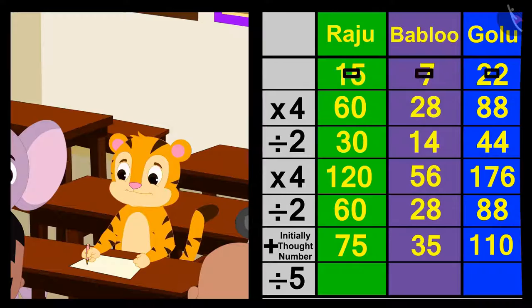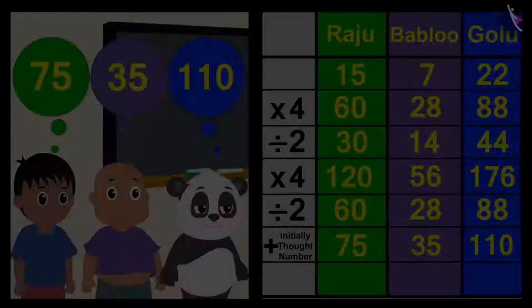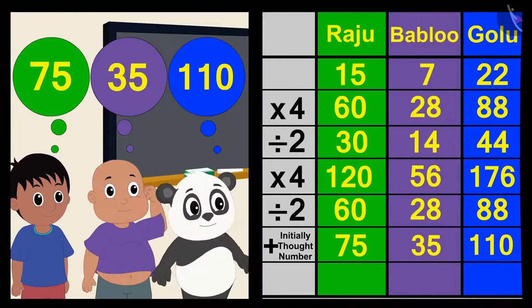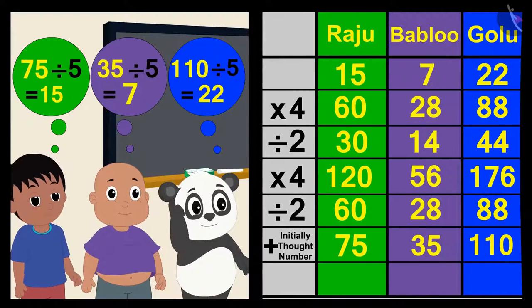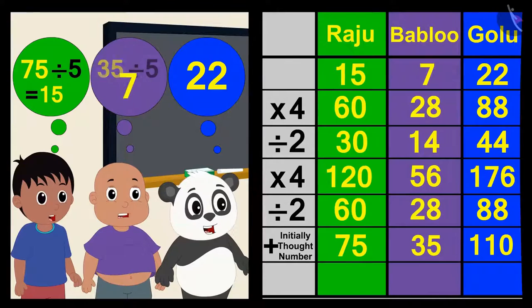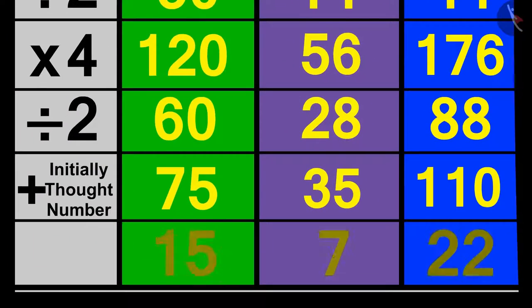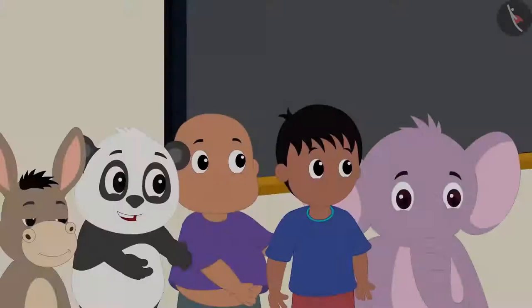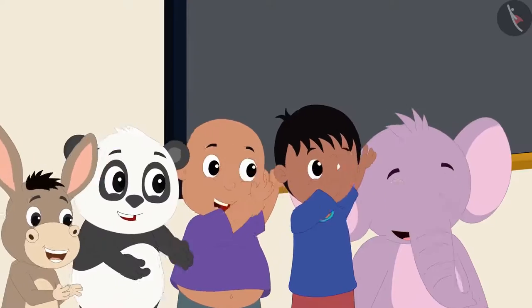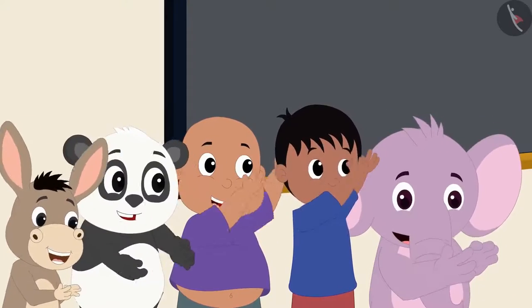Sher Khan said excitedly. The three friends divided their answer by 5 and could not believe their eyes. Sher Khan's magic is really amazing. They finally found the number they had initially thought about. All the children started cheering and clapping loudly.